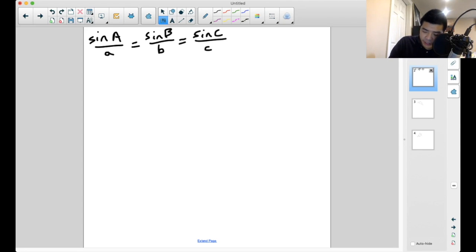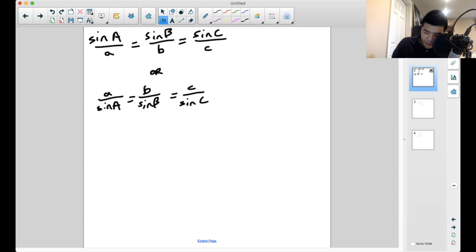The second variation that we can use is little a over sine of A is equal to little b over sine of B is equal to little c over sine of C.